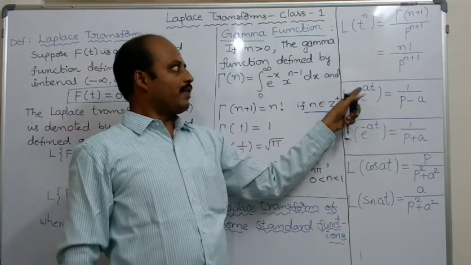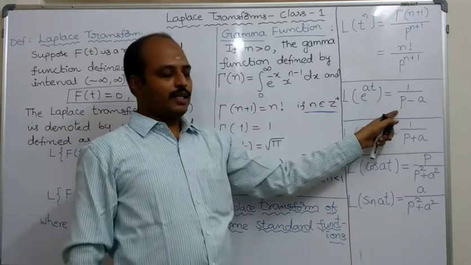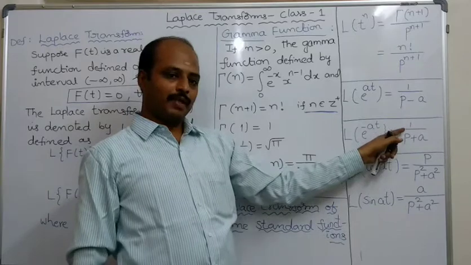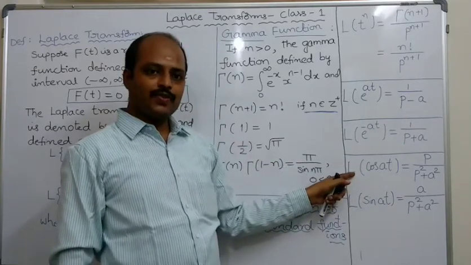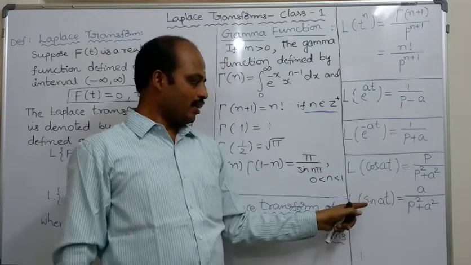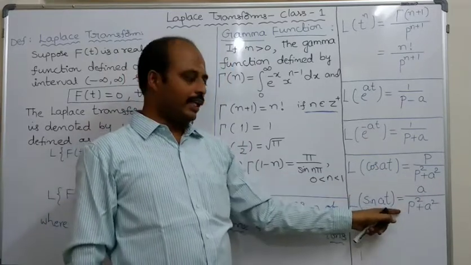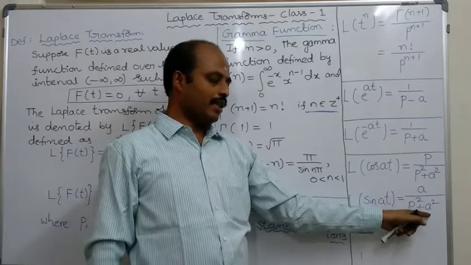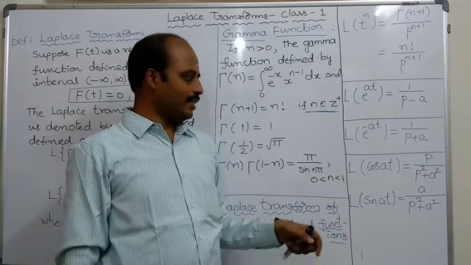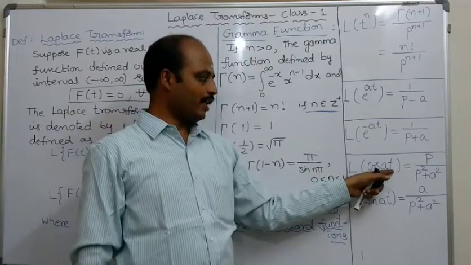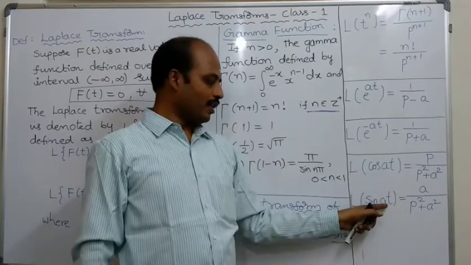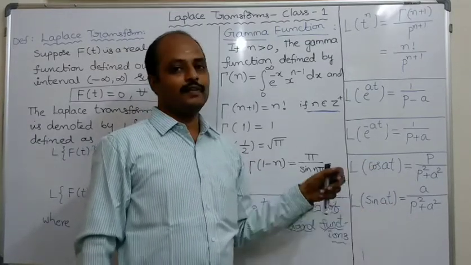Laplace transform of e power at is equal to 1 by p minus a. Laplace transform of e power minus at is equal to 1 by p plus a. Laplace transform of cos at is equal to p by p square plus a square. Laplace transform of sin at is equal to a by p square plus a square, where a is a constant, which is the coefficient of t in the cos and sin functions.